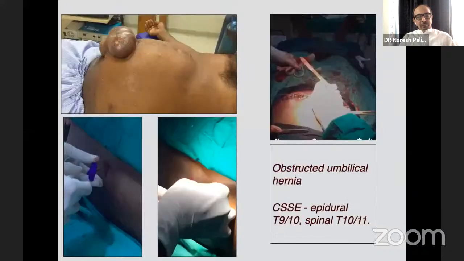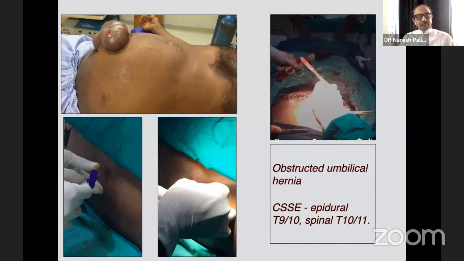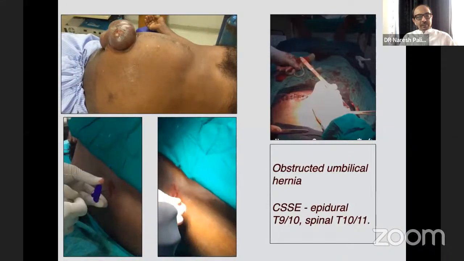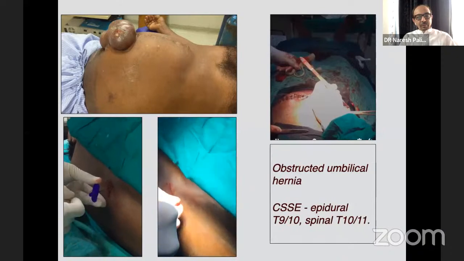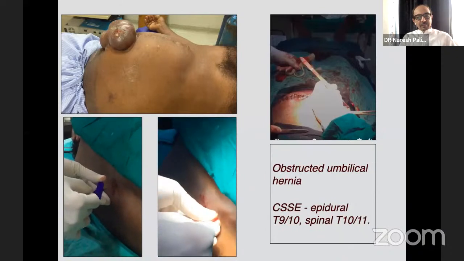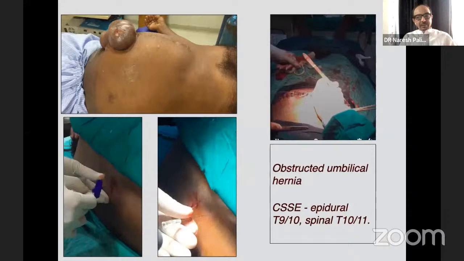This was a huge obstructed umbilical hernia. It was also done under combined spinal and epidural. Epidural was put at T9-10 and spinal was given one space below. You can see the respiration. There's a full length transverse incision.